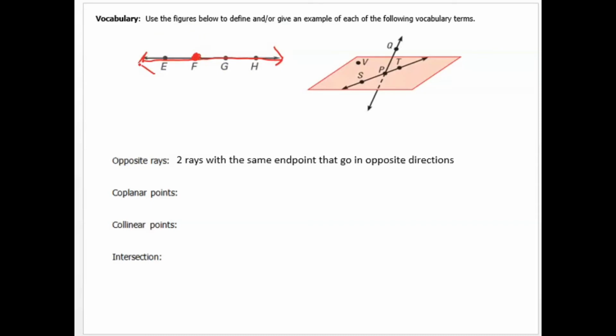An example of rays that wouldn't be opposite rays would be, for example, if you started at P and went to Q and started at P and went to S. Those are not opposite because they don't go in opposite directions. Also, make sure that they have the exact same endpoint. So if they don't have the same endpoint, they are not opposite rays. So here, same endpoint is really important to know.